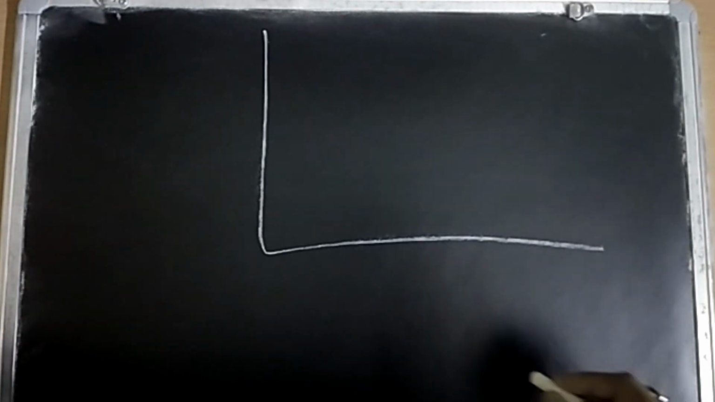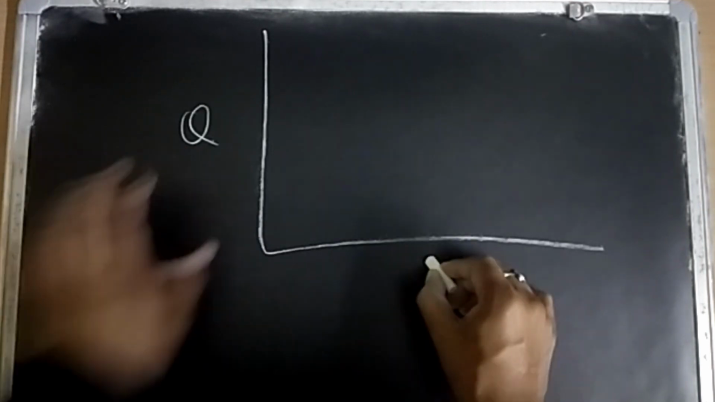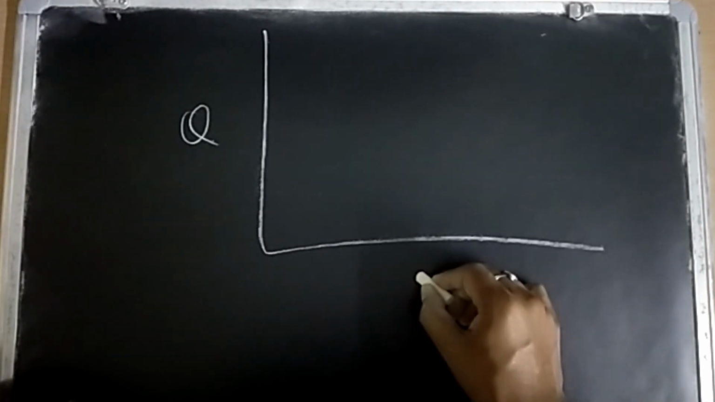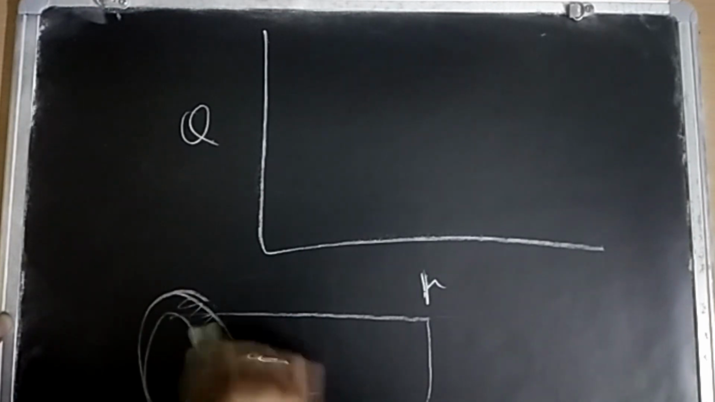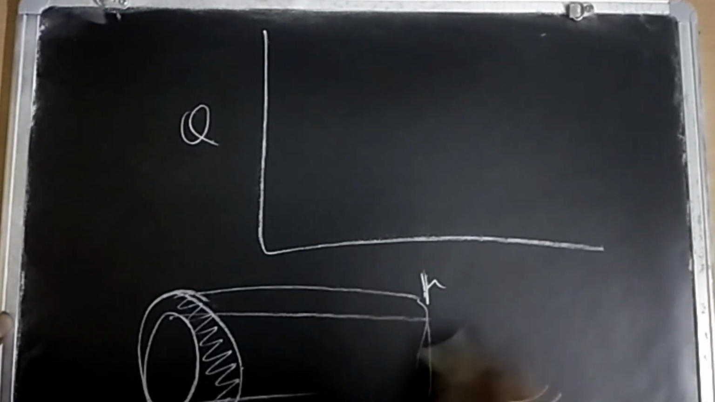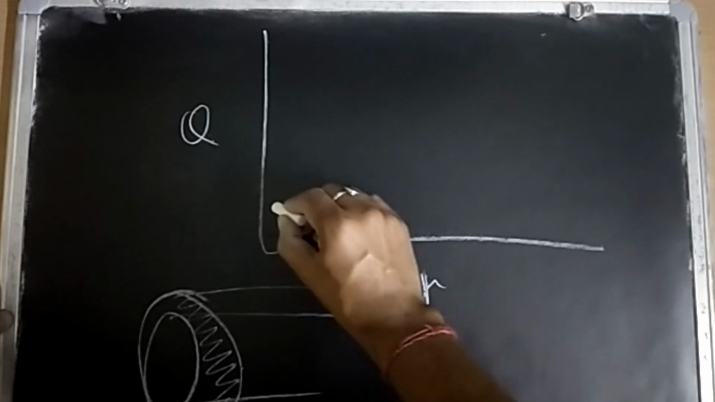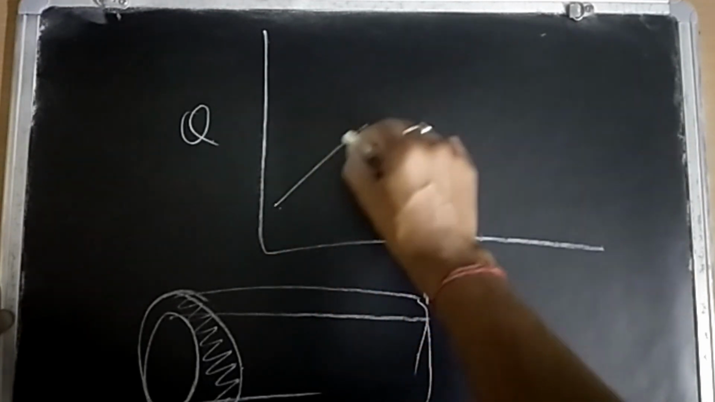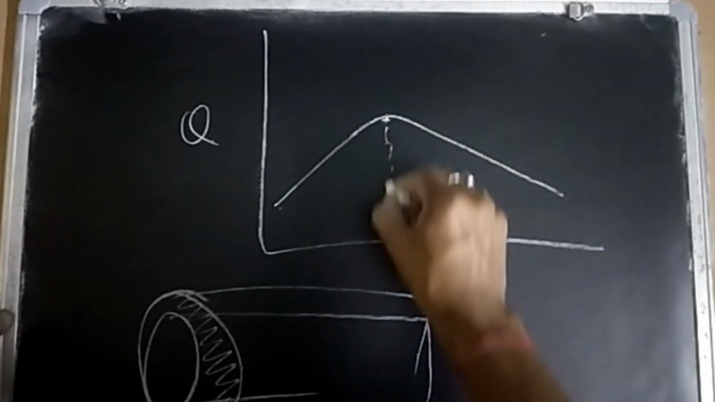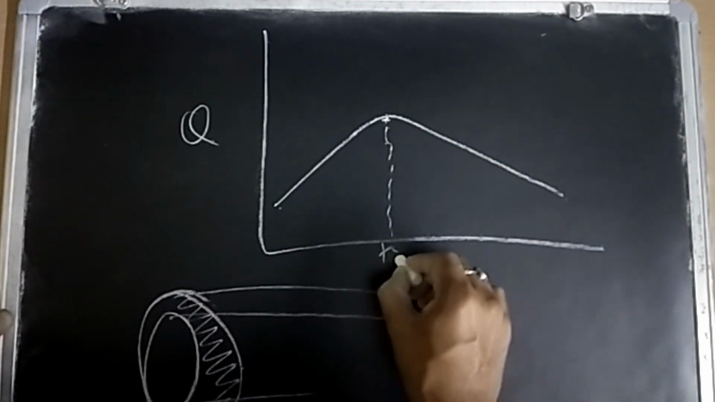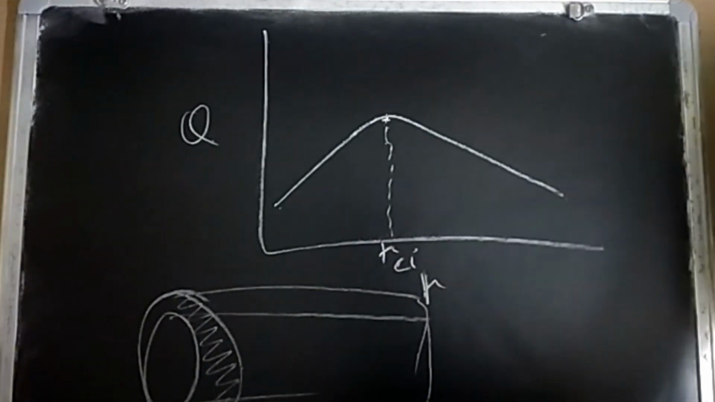Next is the insulation, critical insulation. In critical insulation, let's first see that this is the heat rejected, and this is the radius of the thickness. So how much insulation thickness is to be applied, this is the radius. As we increase the insulation, the heat will increase till a point, and then it will come down. This point, the maximum heat rejection, is the critical insulation, RCI.